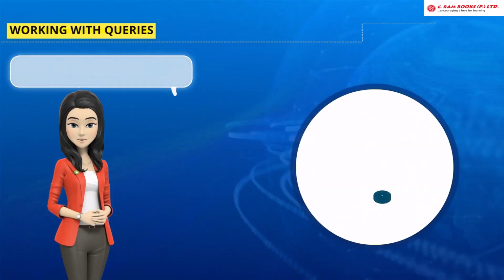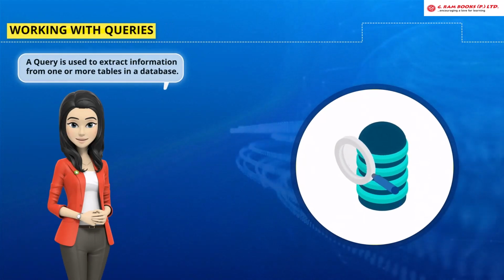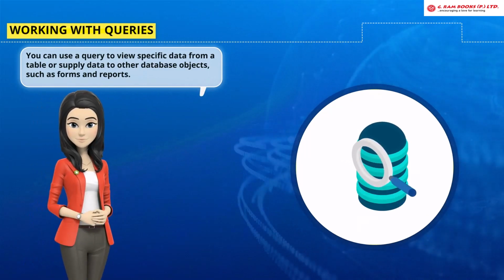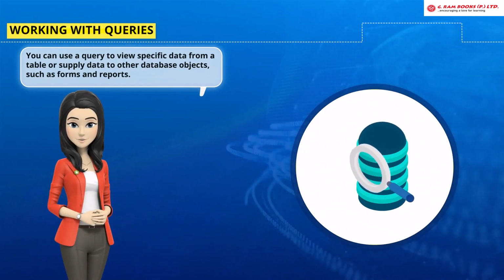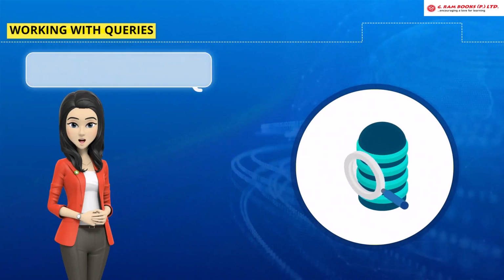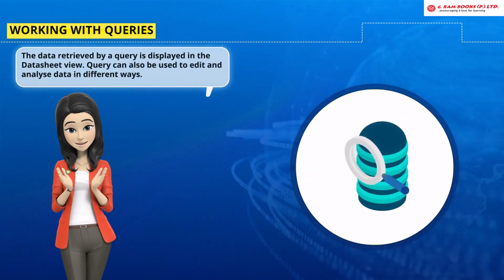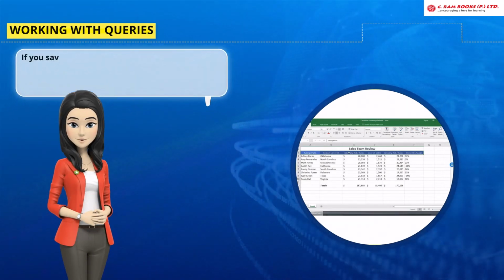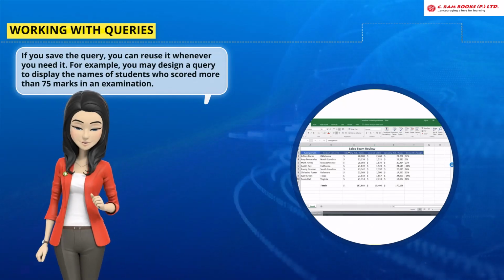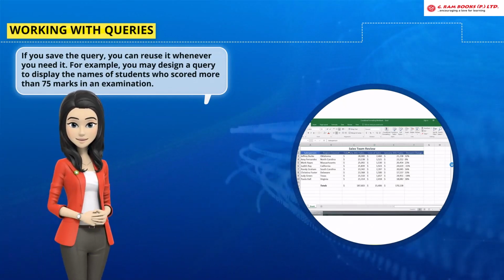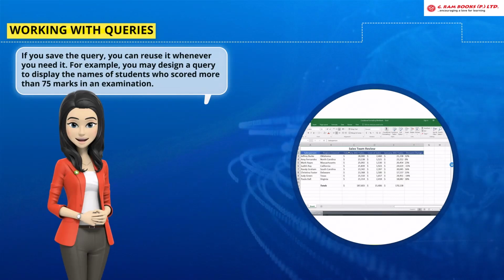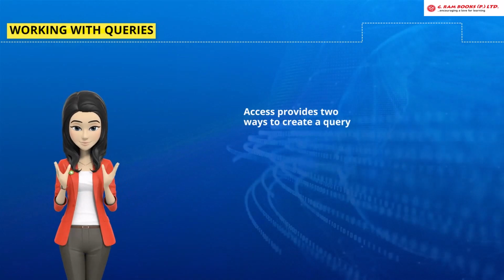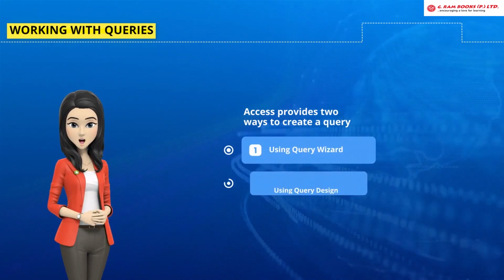Working with queries. A query is used to extract information from one or more tables in a database. You can use a query to view specific data from a table or supply data to other database objects such as forms and reports. The data retrieved by a query is displayed in the datasheet view. A query can also be used to edit and analyze data in different ways. If you save the query, you can reuse it whenever you need it. For example, you may design a query to display the names of students who scored more than 75 marks in an examination. Access provides two ways to create a query: using Query Wizard, using Query Design.